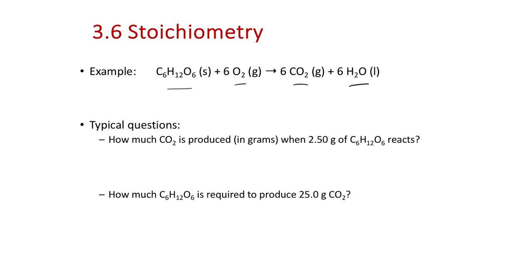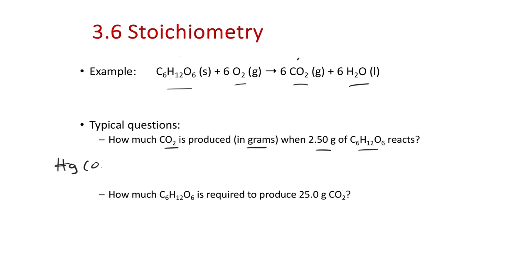And so we're asked here how much CO2 is produced in grams when 2.50 grams of glucose reacts. So how much product is made when a certain quantity reacts. And so the assumption is that there's going to be enough oxygen. In order for this to react to produce the CO2, there has to be an excess of oxygen, or at least enough oxygen for this reaction to take place.